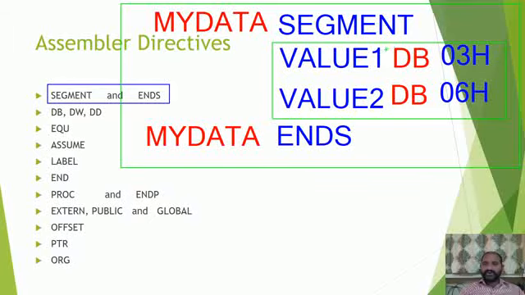Now, the next case is what we have done: we have declared two 8-bit data type variables. How many data types are supported by the MASM assembler is the question. MASM supports three different types of data types. One is called db. db is nothing but defined byte, which defines an 8-bit number.